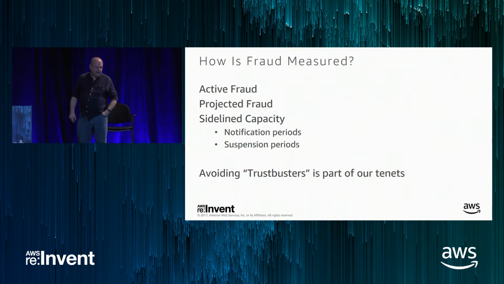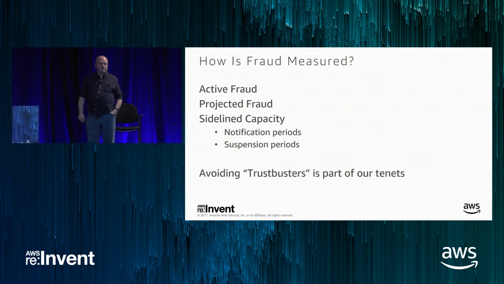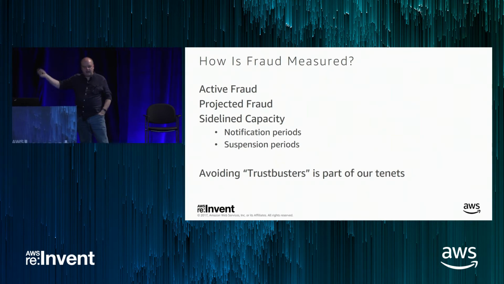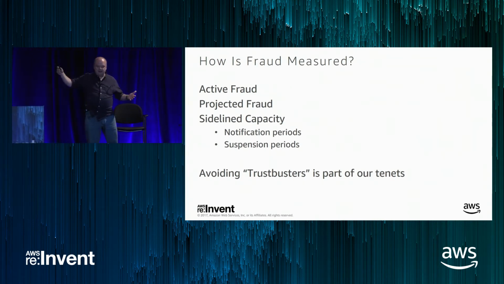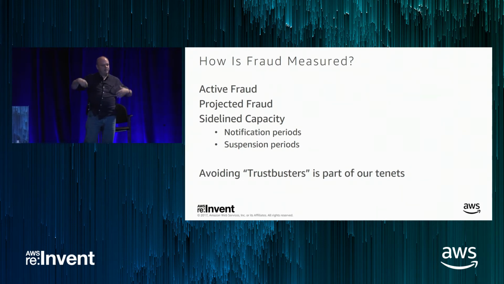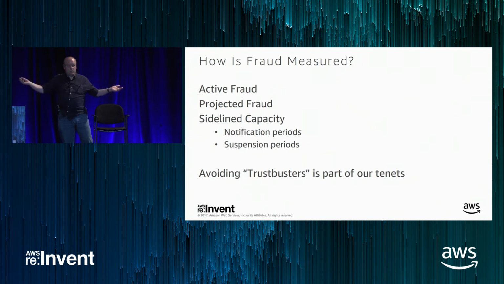So just a little bit of background real quick. How do we measure fraud at AWS? I talked to you about the fact that we have enforcement workflows that operate over time, so we're actually holding capacity. That would be sidelined capacity. Those are notification periods telling you that we're going to suspend your account, and then periods before we actually terminate your account. That's all running. That's all live services. And so that's going to be sideline capacity.